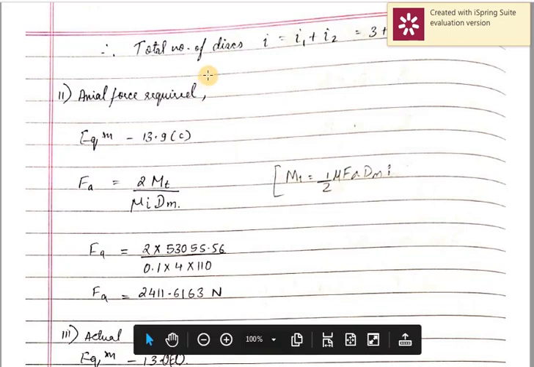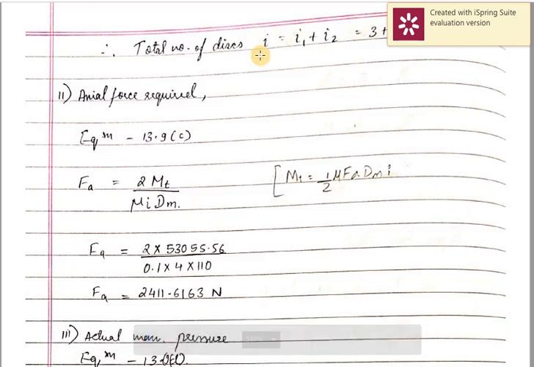Therefore, total number of discs we have I1 plus I2. You need not use this symbol I. Total number of discs we can write I1 plus I2 is equal to 5. 3 plus 2 is equal to 5. I repeat, you should not write this symbol I. You just write total number of discs is equal to I1 plus I2 is equal to 3 plus 2 is equal to 5. So this is the first bit in the question.